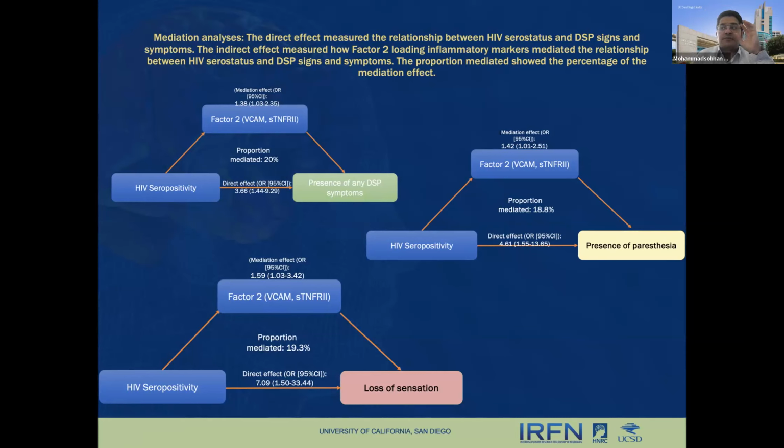The indirect effect of HIV on DSP was mediated by factor II, and the proportion of mediation was between 18 to 20%. So we did observe that factor II mediates the association between the HIV and DSP and its symptoms, such as loss of sensation.